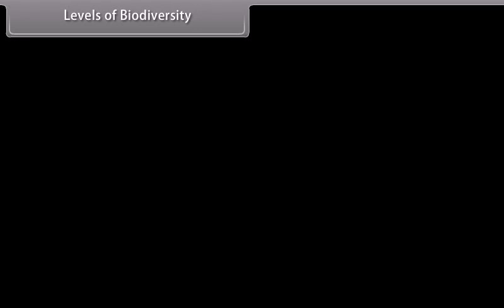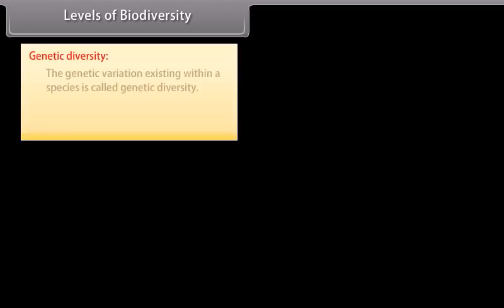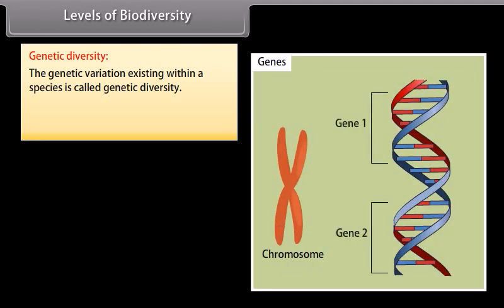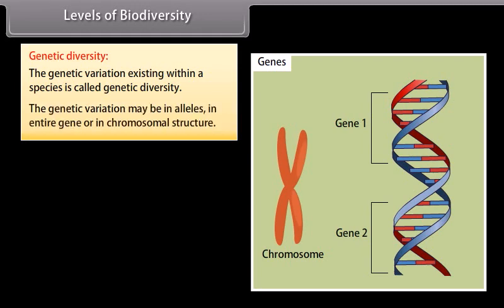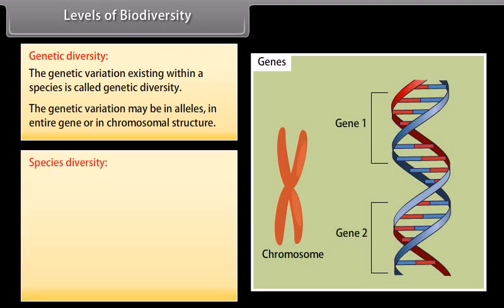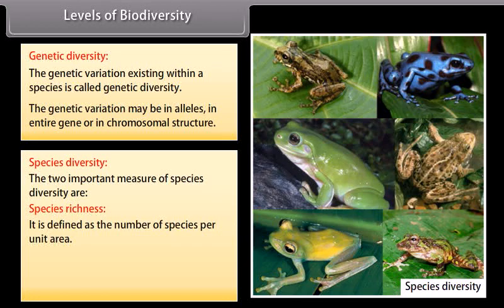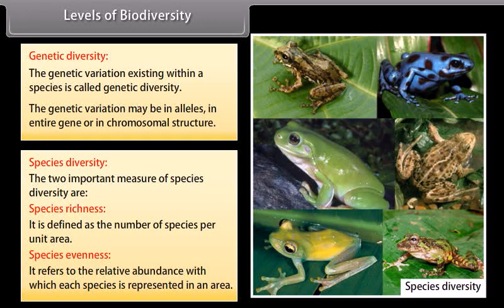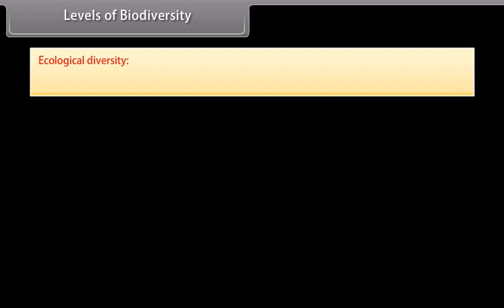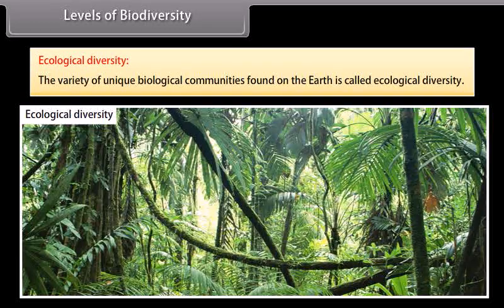Levels of biodiversity. Genetic diversity. The genetic variation existing within a species is called genetic diversity. The genetic variation may be in alleles, in entire gene, or in chromosomal structure. Species diversity. The two important measures of species diversity are species richness. It is defined as the number of species per unit area. Species evenness. It refers to the relative abundance with which each species is represented in an area. Ecological diversity. The variety of unique biological communities found on the earth is called ecological diversity.